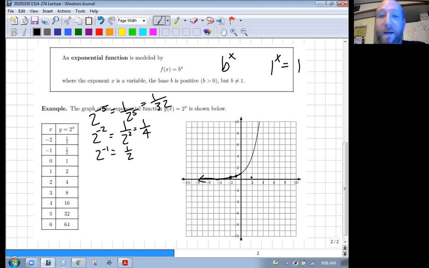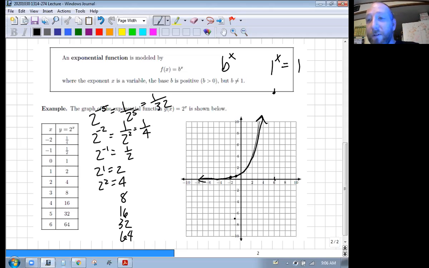But when we go to the right, all right, you got 2 to the first is 2. 2 squared is 4. 8, 16, 32, 64. So when you're over here just at 6, you're all the way up here at 64. So when you go to the right, this thing does what we call exponentially grow. So we talk about exponential growth.